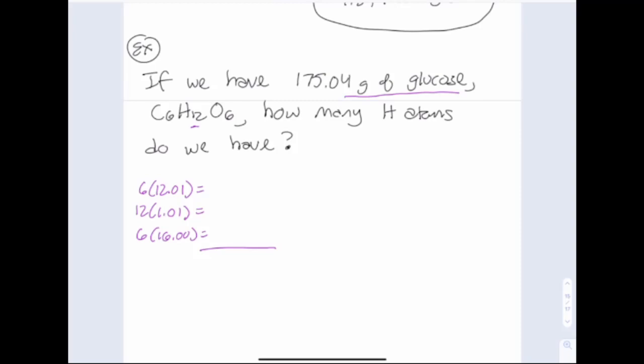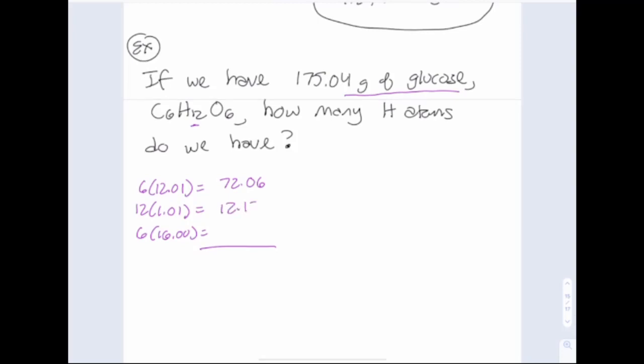So I'm just typing in my calculator here. Hopefully you guys are playing along. That one we don't need a calculator for. And then 96, again, remember your calculator doesn't know significant digits, so I do need to add that 0.00 to the end of it. And then add all that together. And I get 180.18 grams per mole.